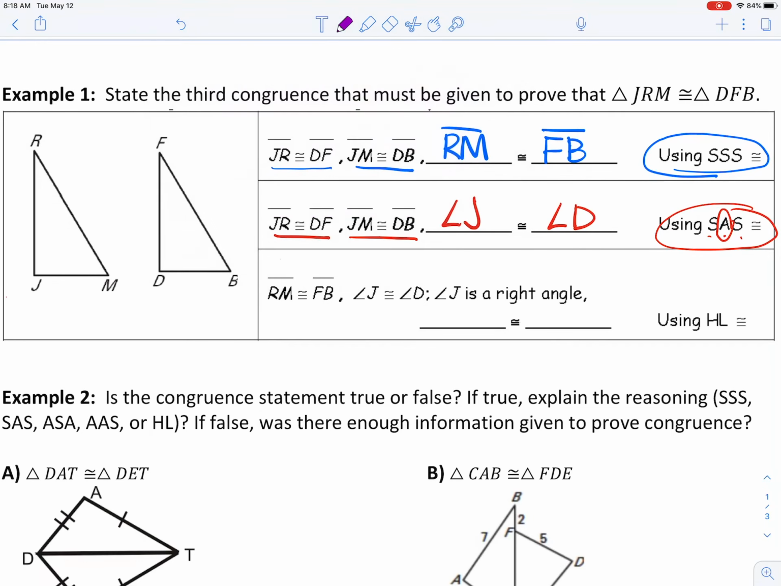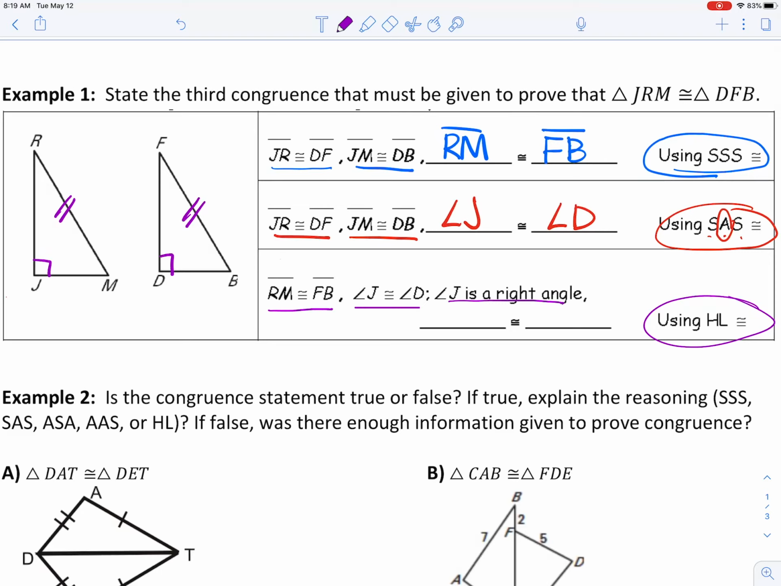Okay, I'm going to erase this again so that we can do the third one. All right, so now we're using hypotenuse leg. Okay, so remember that that has to be a right triangle. Let's see what we're given. RM is congruent to FB. Angle J is equal to angle D. Okay, so we know that these two are the same. And then it says angle J is a right angle.